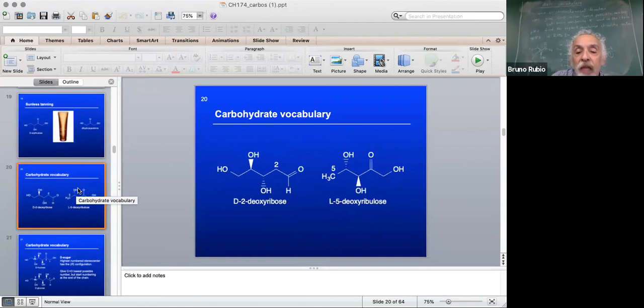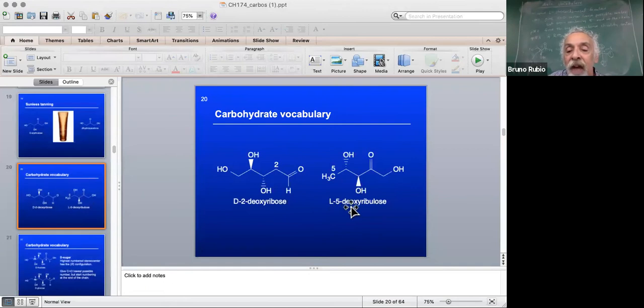Okay, we talked about deoxy sugars. There's 2-deoxyribose. This is the carbohydrate residue in DNA where carbon 2 doesn't have any oxygen in it. But 2-deoxyribose is not the only deoxy sugar.